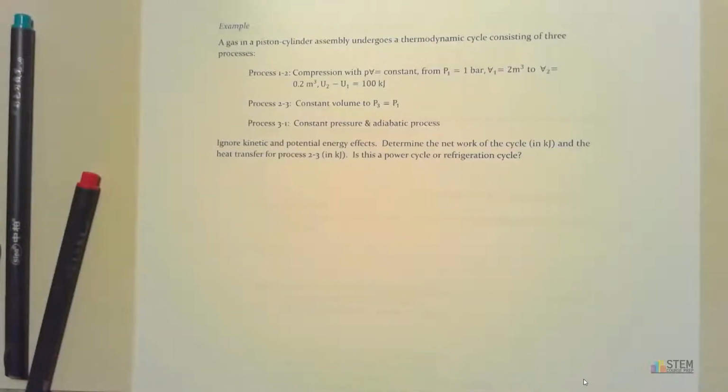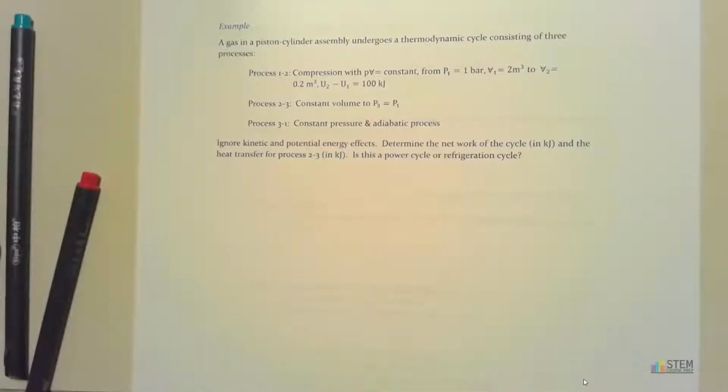All right, so what we want to do is ignore the kinetic and potential energy effects. That's good, saves us some time there. And we're going to determine the net work of the cycle in kilojoules, and we want to find the heat transfer for process 2-3 in kilojoules. We also want to know if this is a power cycle or a refrigeration cycle.